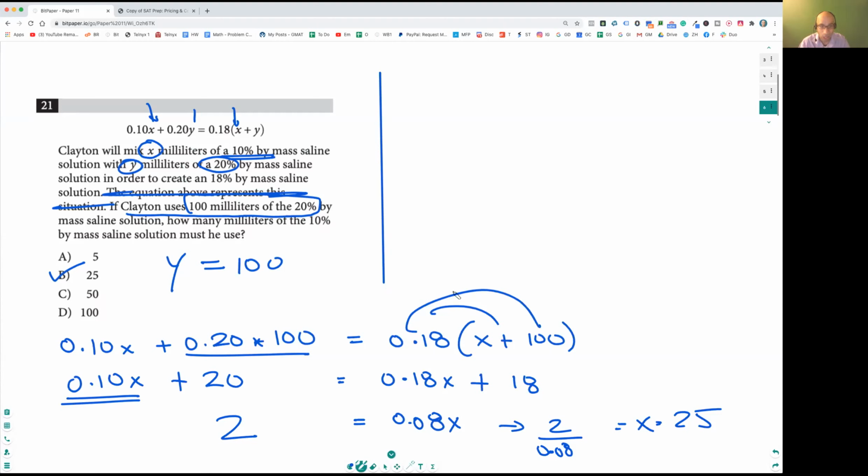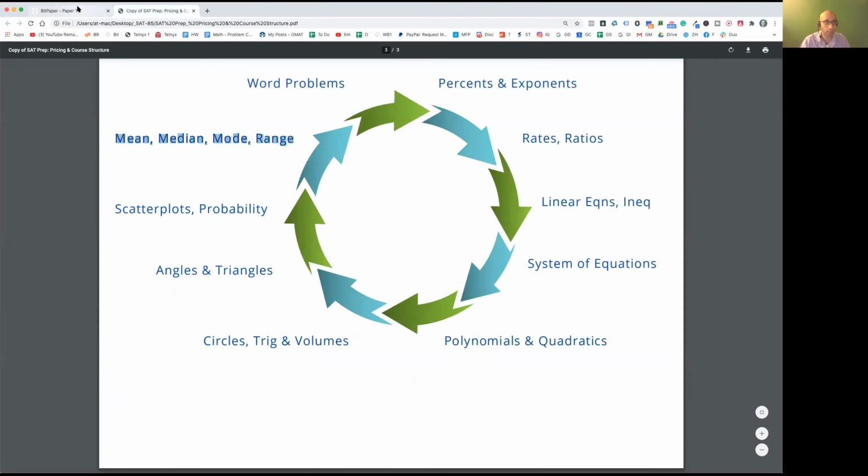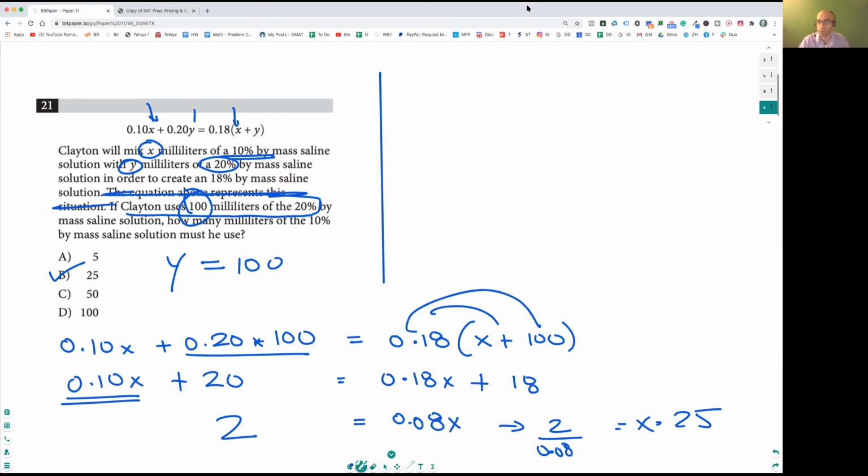All you've got to do is solve this equation. Just be careful, you just have to put 100 over here, and that's it. Okay, so let's go and try to solve the next few problems here.